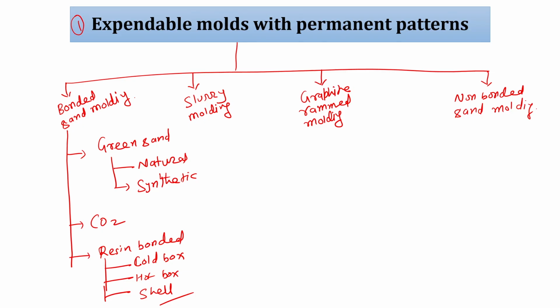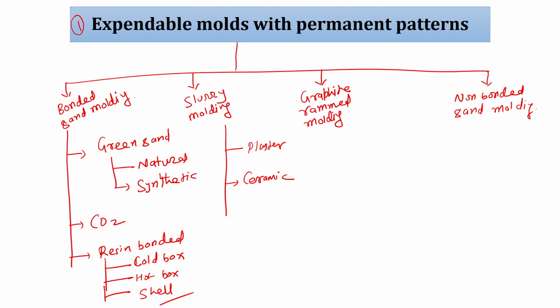Slurry molding. For slurry molding we make plaster or ceramic molds. Okay, there are two categories. Slurry molding will be plaster and ceramic, and graphite rammed molding is already one category, but non-bonded sand molding.